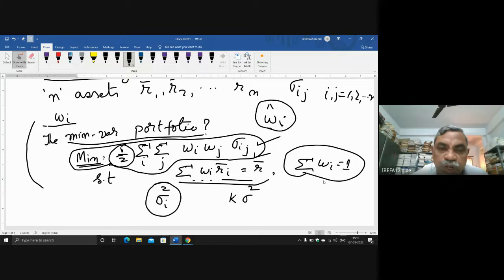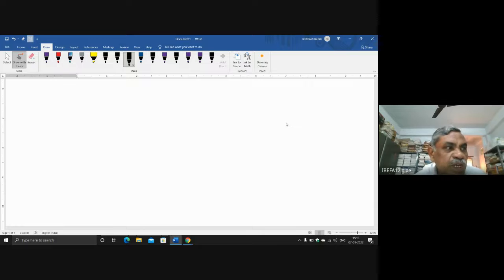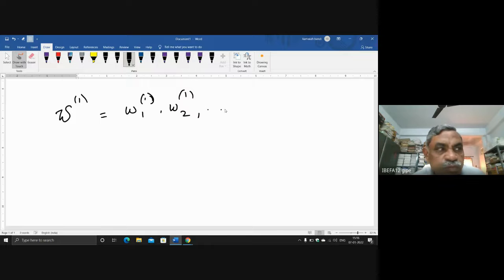Now, the solution for this. Actually, what is the meaning of solution? You will have to work out wi hat. But we want a kind of unique solution. Sometimes there could be multiple solutions. But each solution gives you again an asset. For example, you have a solution like W1 equal to W11, W21, up to Wn1. The superscript 1 tells you that it is solution 1. This is a vector of solutions.